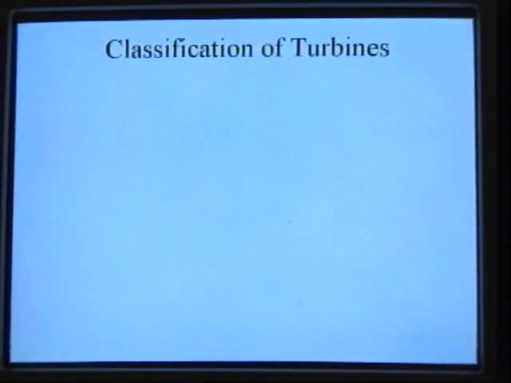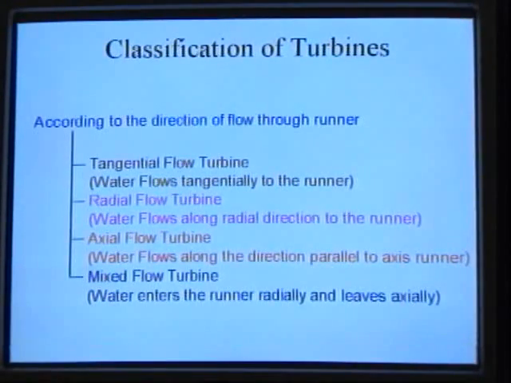The second way of classification of turbines is according to the direction of flow through the runner. First one is tangential flow turbine, in which water flows tangentially to the turbine runner. Second one is radial flow turbine, where water flows along radial direction to the runner. The next type is axial flow turbine, in which water flows along the direction parallel to the axis of the runner. The last one is mixed flow turbine, in which water enters the runner radially and leaves it axially.